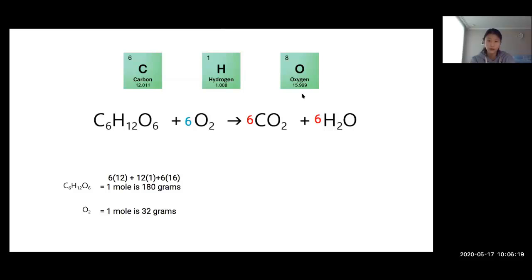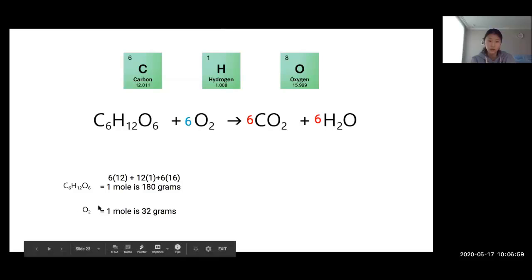So again, we have the periodic table of the elements. Carbon, there are 6 carbons in glucose, so 6 times roughly 12. Plus, we have 12 hydrogen atoms of roughly 1. And we have 6 oxygen atoms of roughly 16. So we would multiply that and add them together, which would give us 180 atomic mass units. But again, remember that 1 mole of a substance is always the atomic mass of the substance in grams. So that would give us 180 grams for 1 mole of C6H12O6.